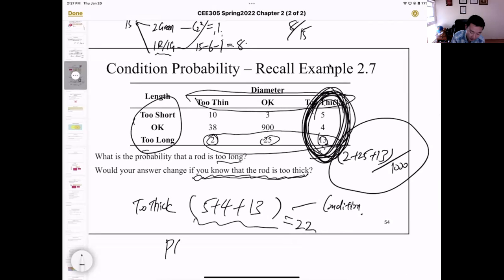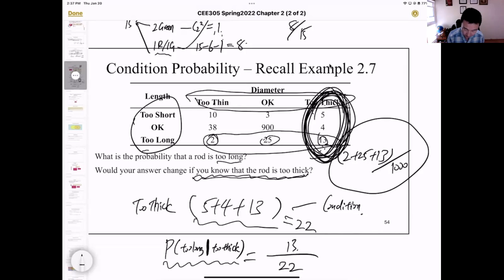What is the probability it is too long? So P(too long), under the condition, we write as a vertical line, given that it is too thick. The probability will be 13 out of 22. So that is the idea of conditional probability. The answer will be different, actually quite different compared with the first part.